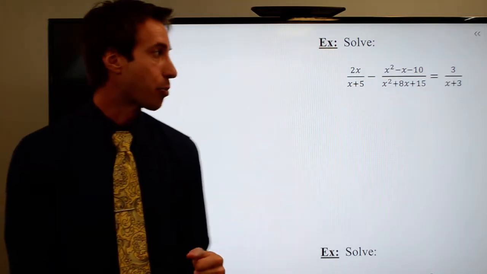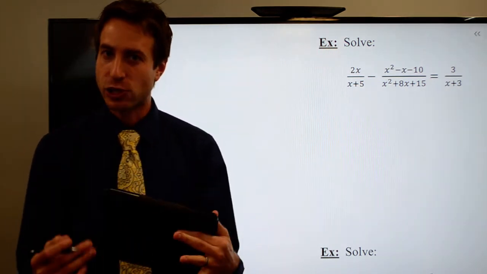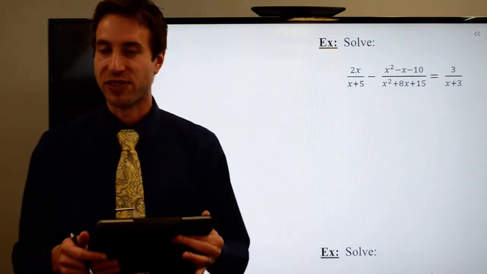So I've got 3 example problems here, 2 on this page and 1 on the next page, where we're going to see, we're going to get solutions, but when we go ahead and check those solutions, some interesting things happen. I want to take a look at them.